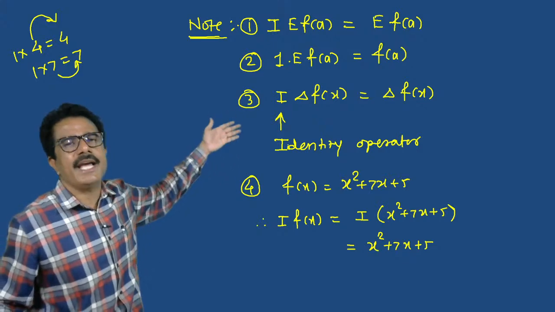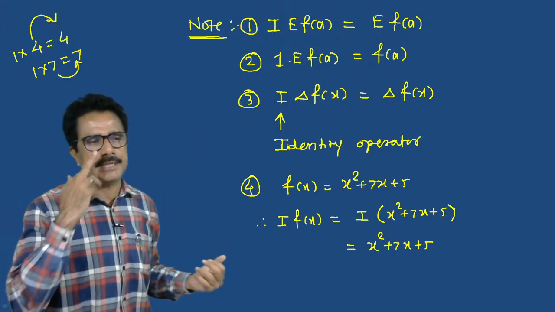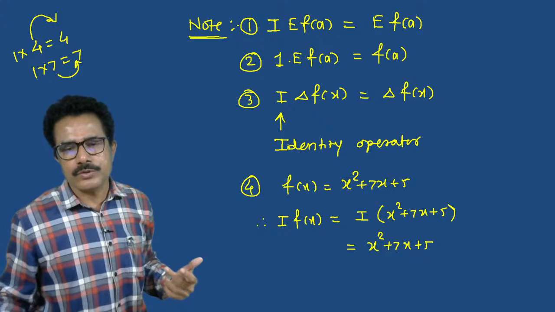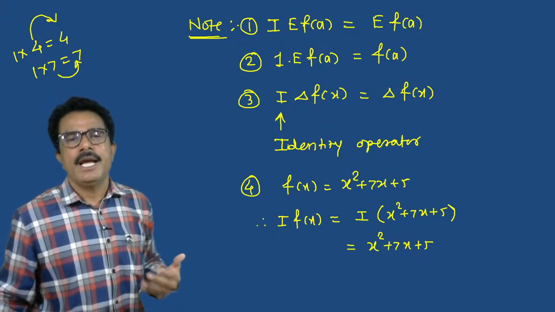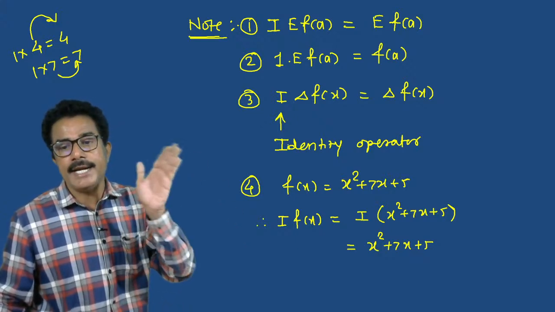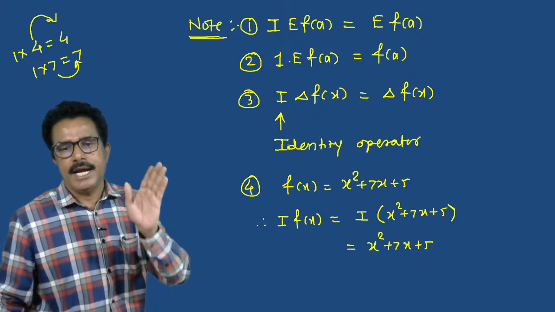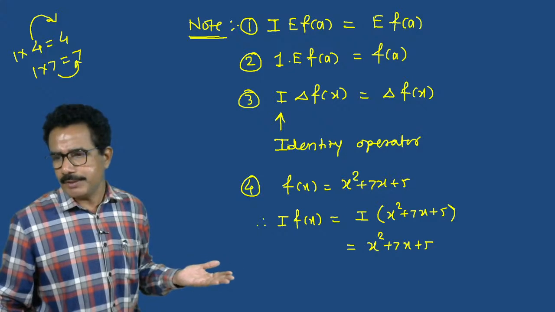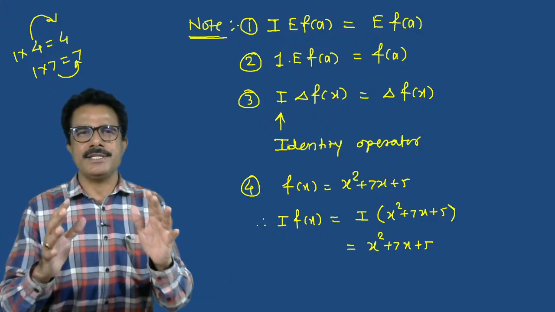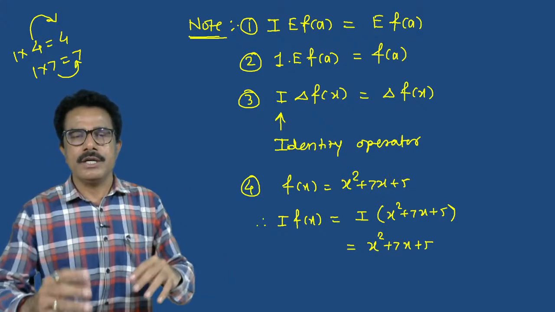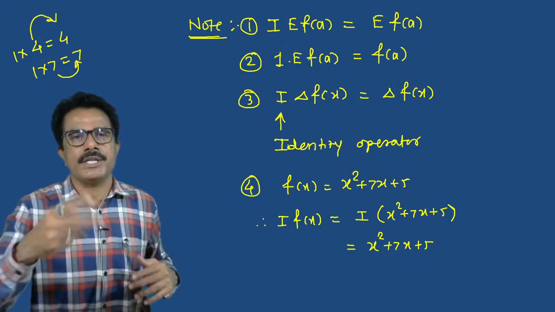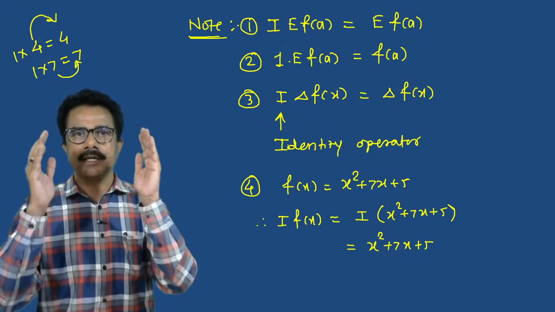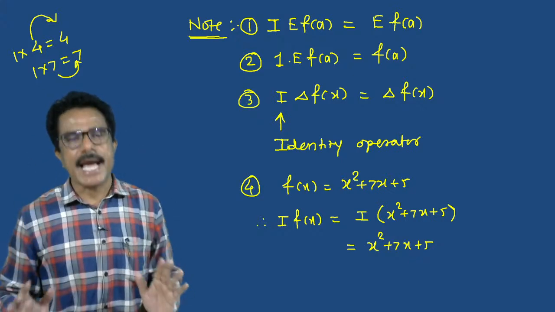Also we can write 1 in place of I. If we write 1, then we should call it unity operator. If we write I, then we should call it identity operator. Generally if we write I, call it identity operator, if we write 1, call it unity operator. Unity operator means on the operation of that operator, the given function remains as it is.